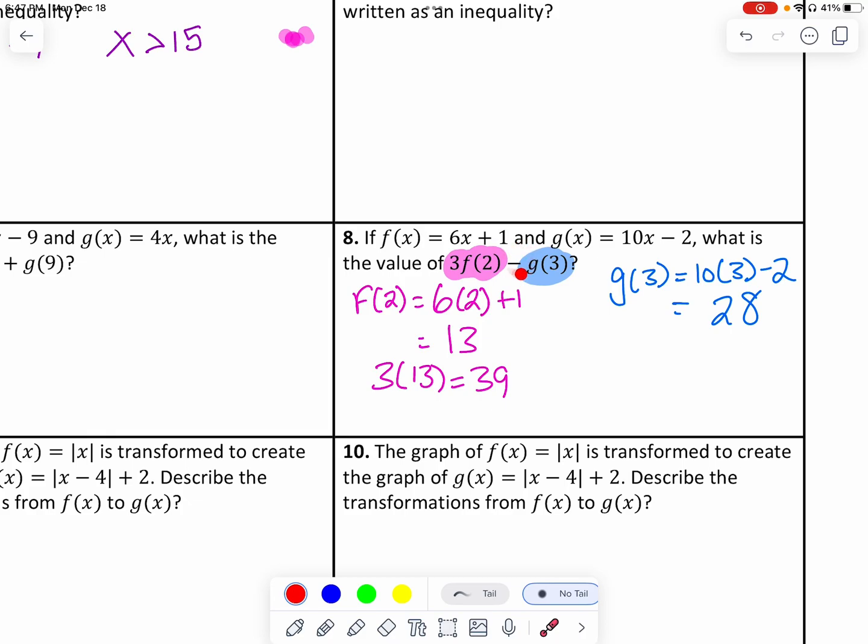Okay, and then from here, we're going to subtract. Okay, because that is the operation that is between these two things. So we will have 39 minus 28, which will give us, what, 11? I think 11. I don't know. Math is hard. Okay, so that's 11. And number 7 would be really, really similar as well.